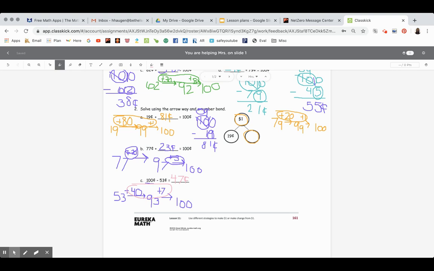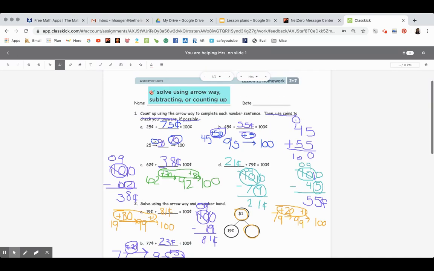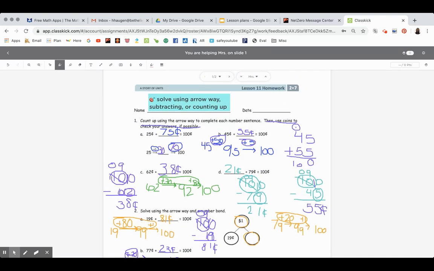So as you're doing your work for math today in Class Kick, you can choose whichever strategy works for you. You can count up with the arrow way, or you can do the regular subtraction. It's up to you. Just take your time and do a really great job.